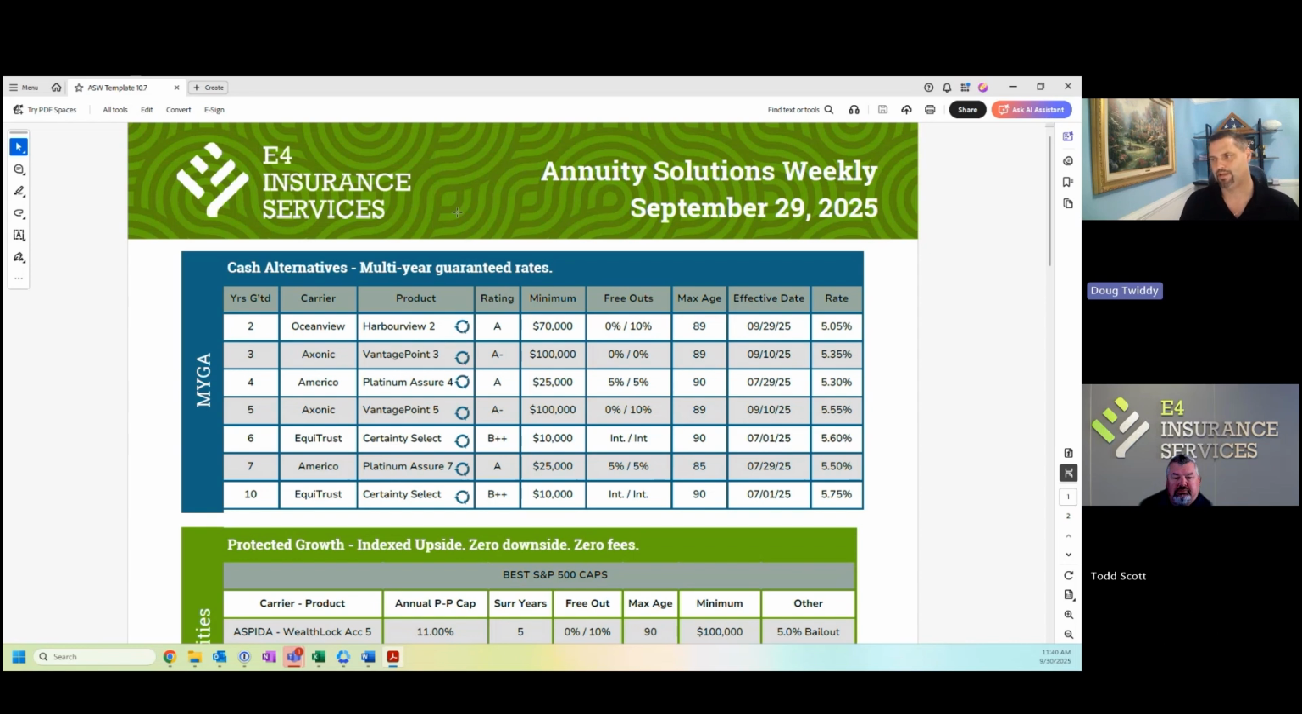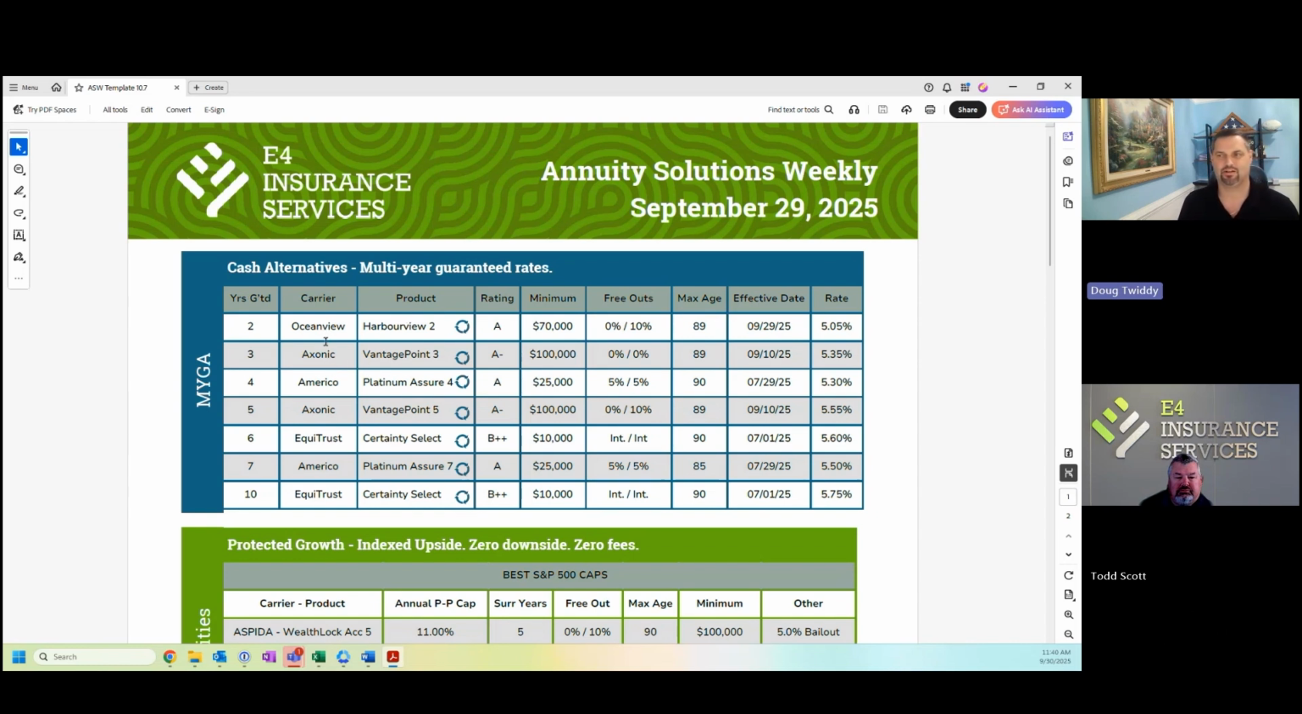So with a MYGA, nice, easy layout. We show 2, 3, 4, up to 10 years. Sometimes the numbers will change a little bit, depending on what's competitive at the time. We don't get all 9 in here. But just to explain what we're looking at, it's the years that are guaranteed. We show the carrier and the product, pretty self-explanatory.